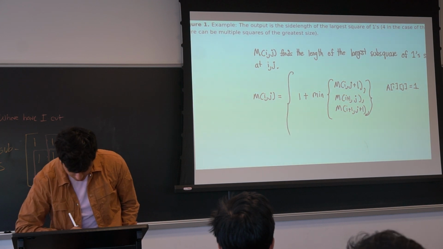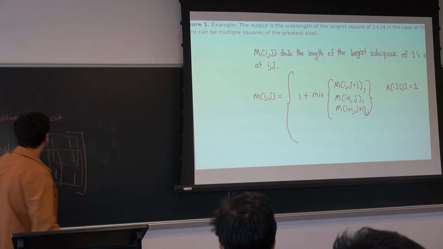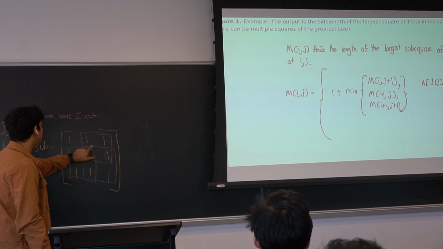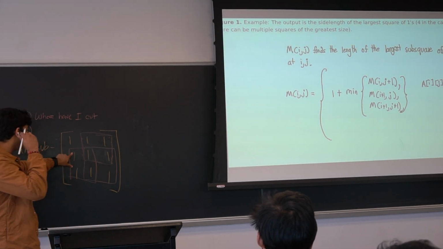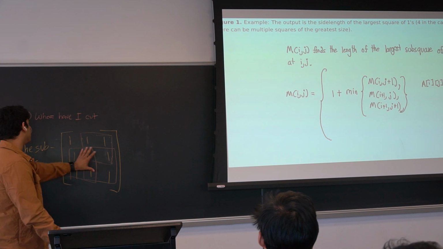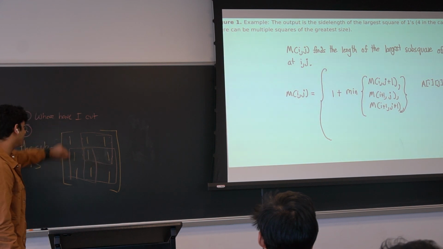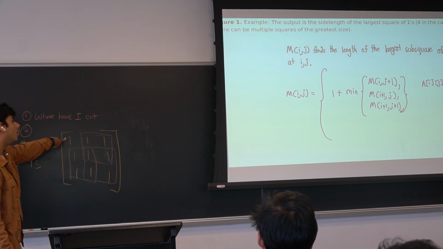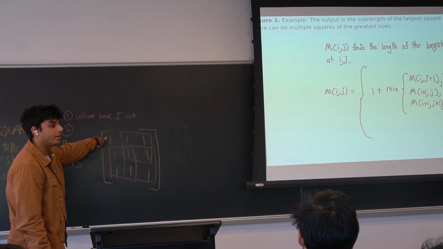So that's the general case. Again, if this is a 1, and i plus 1 comma j plus 1 is of length 2, and i comma j plus 1 is of length 2, and whatever is also of length 2, then I know I have a square of length 3. If this is 0, then the largest subsquare I can have starting here is 0 automatically.